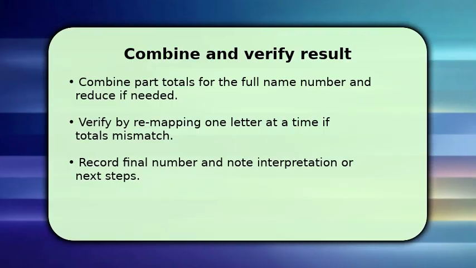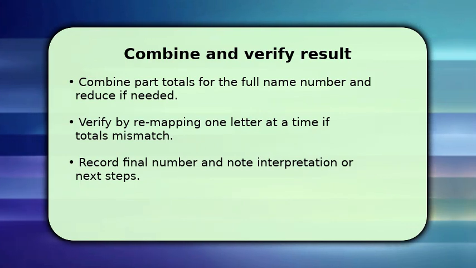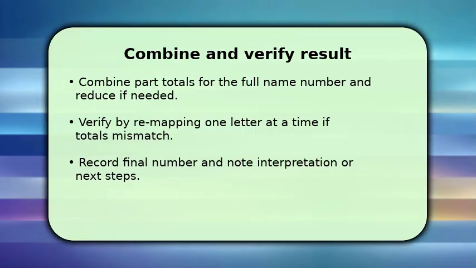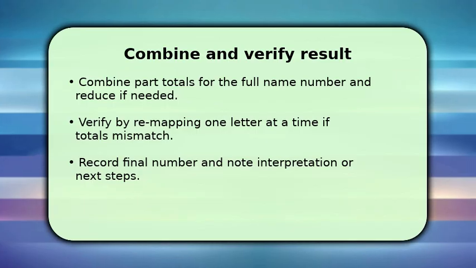Finish by combining the reduced totals from each name part to form the overall name number, then reduce that combined total to a single digit unless you retain master numbers. Once done, verify your result. If something feels off, remap one letter at a time and check intermediate sums to find where an error occurred. Make sure to save the final number and jot a brief note about which reduction rule you used. That way future checks are fast and consistent.